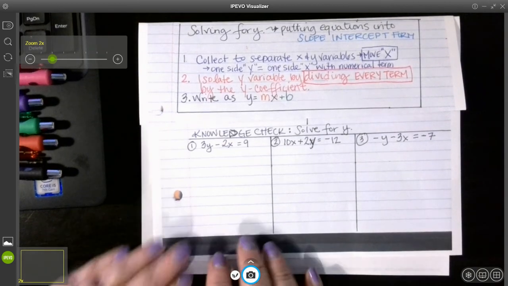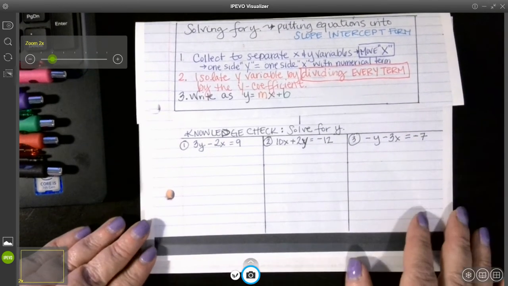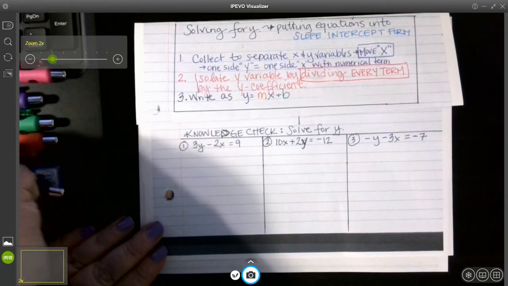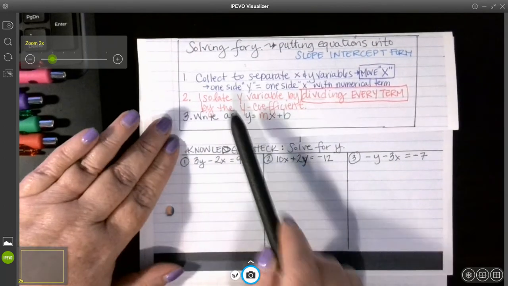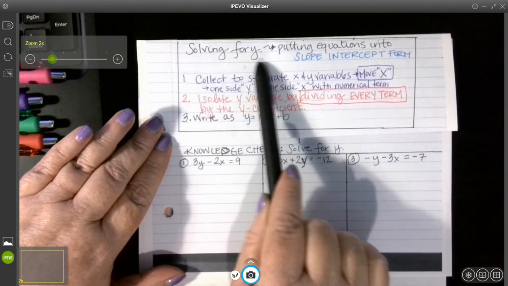Hi everybody, I'm going to do your knowledge check for this week for lesson 4.1, and the lesson was at the beginning for solving for y.